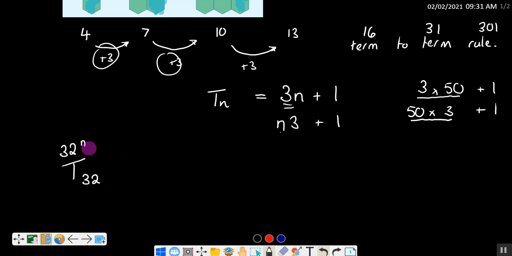The 32nd term. Good. I want to know what the 32nd term is. And we work that out by doing 3 times 32 plus 1. Okay? So a bit of vocabulary there. Why N? Because N stands for, in this case, the number of the term. But we don't have to use N. It's just quite often when you see patterns in textbooks and in questions, they'll use an N in this sense, but you don't have to.